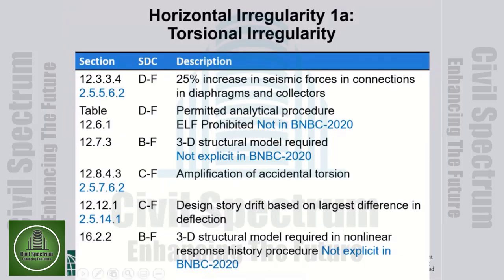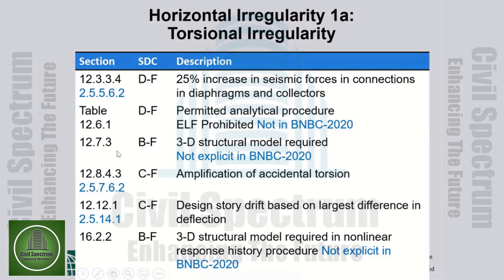Going back and forth is somehow not that simple. If you go to that table, you will see that according to AC 705, equivalent lateral force is prohibited. However, it is not prohibited in BNBC. BNBC will have you do dynamic analysis whenever you have a vertical irregularity, but horizontal irregularity does not keep you from doing the equivalent lateral force procedure. So this is different between the two documents.